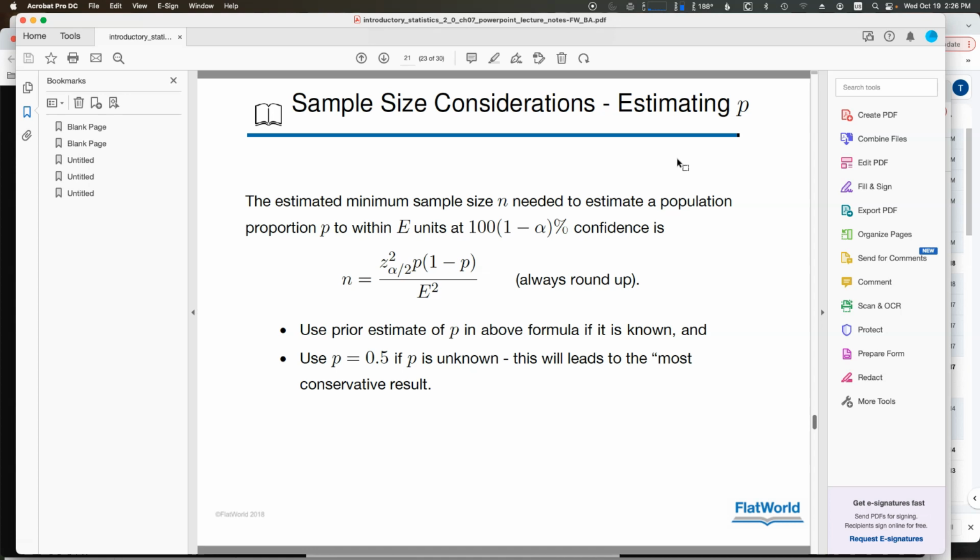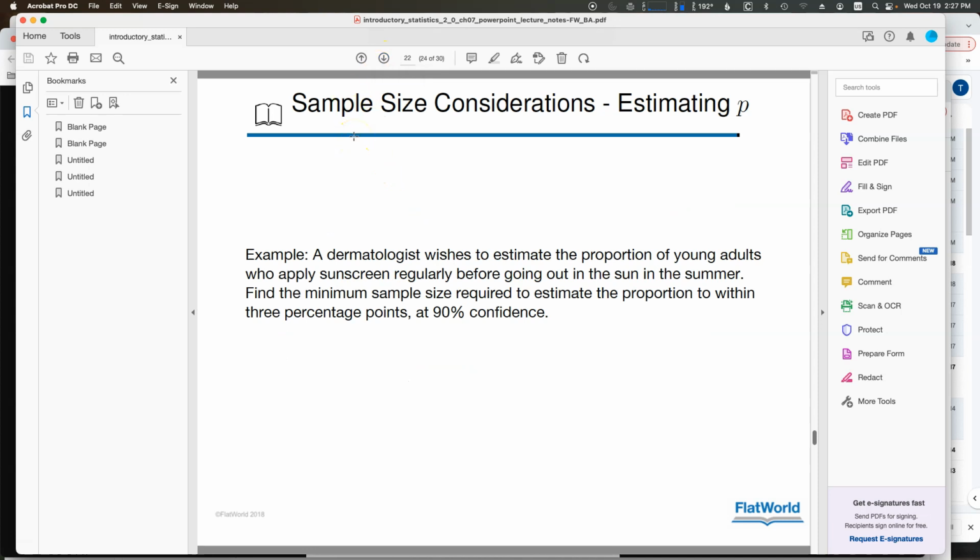Alternatively, we can start to build up what we need to do if the proportion is unknown. And when it's unknown, we're just going to use our proportion at 0.5 when we don't know what our proportion is. So if we want to build up what the estimated minimum sample size is going to be within a certain confidence level and build up a confidence without knowing what the proportion is going to be, let's look at this example of how to do something like this.